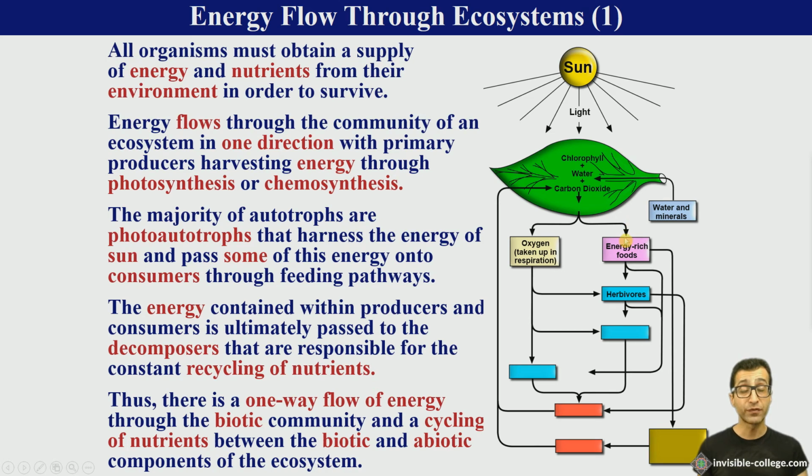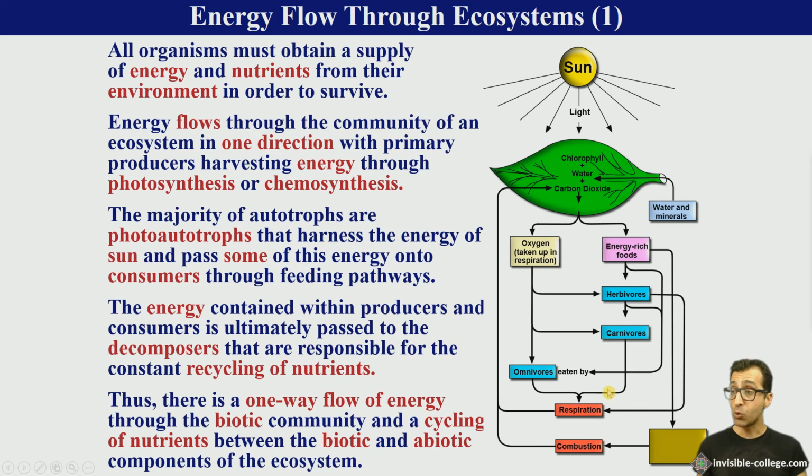These energy-rich foods produced by the primary producers are then consumed by the primary consumers, the herbivores, which are then consumed by the carnivores, which can then be eaten by various other omnivores. Now ultimately all of these organisms are respiring, and so the chemical energy contained in the sugars can then at least partially be transferred into useful energy as ATP.